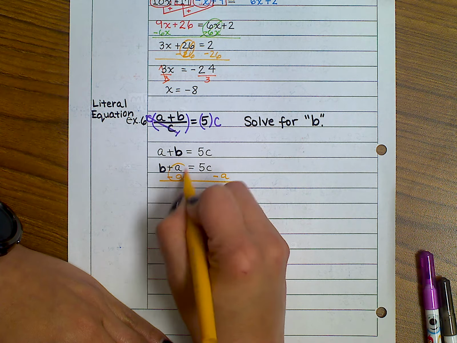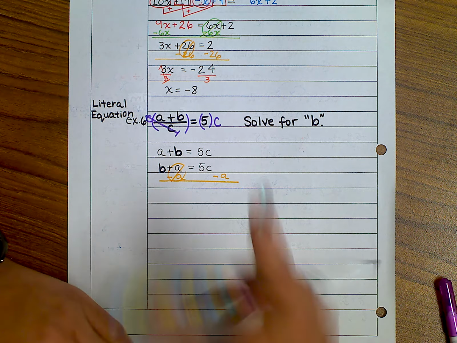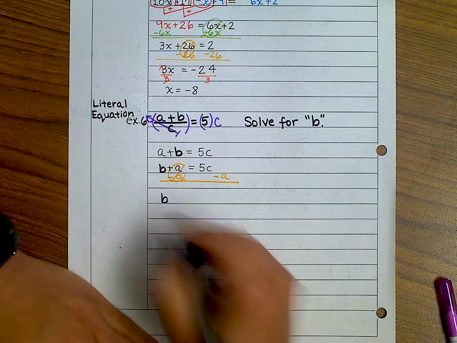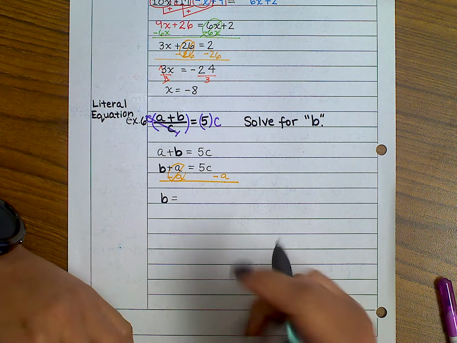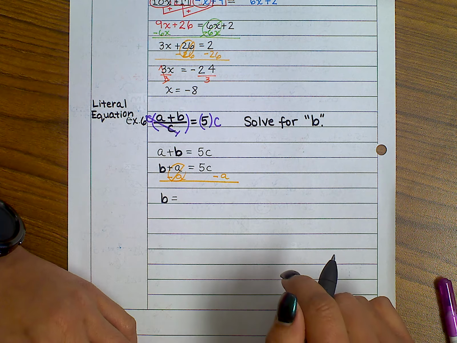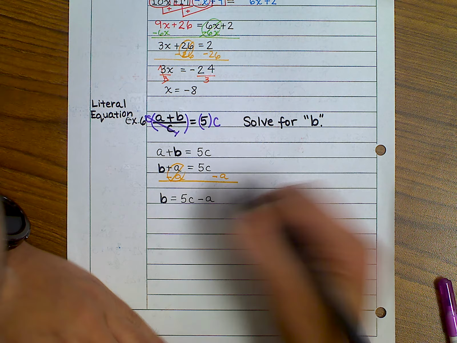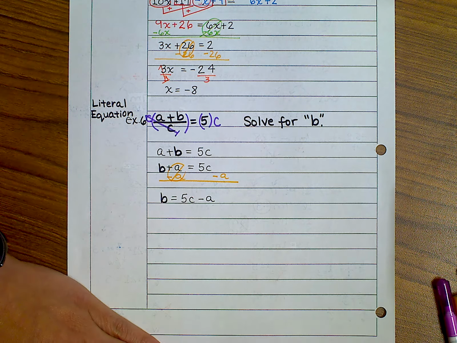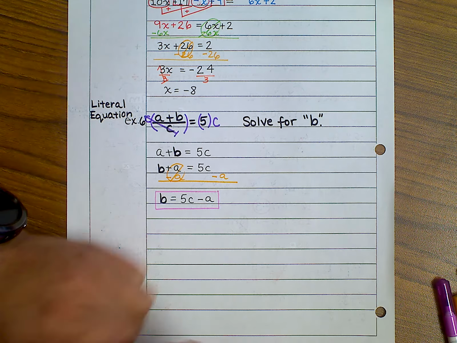Because A minus A eliminates. Now notice, I didn't put my A directly below my C. Well, are they like terms? C and A? No, we said to be a like term, you have to have the same variable raised to the same exponent. So I'm just going to bring everything straight down. Is B alone? Yeah, that means I have solved for B.